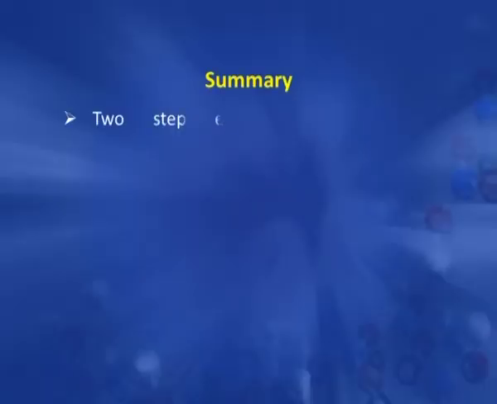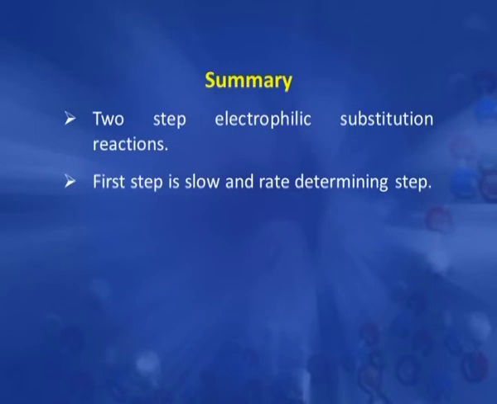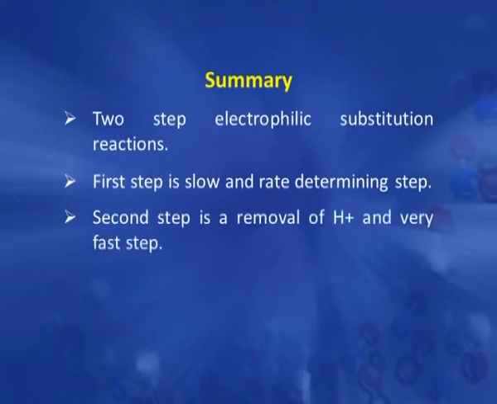Now, today we have discussed the electrophilic substitution reactions of benzene, and we have seen this reaction takes place in two steps. In the first step, the electrophile attacks the benzene ring, which is a slow step and the rate determining step. The second step is the removal of H plus to give back the aromatic system, and that is a fast step, because once the carbocation forms, it readily loses H plus to the base and gives the substituted product.